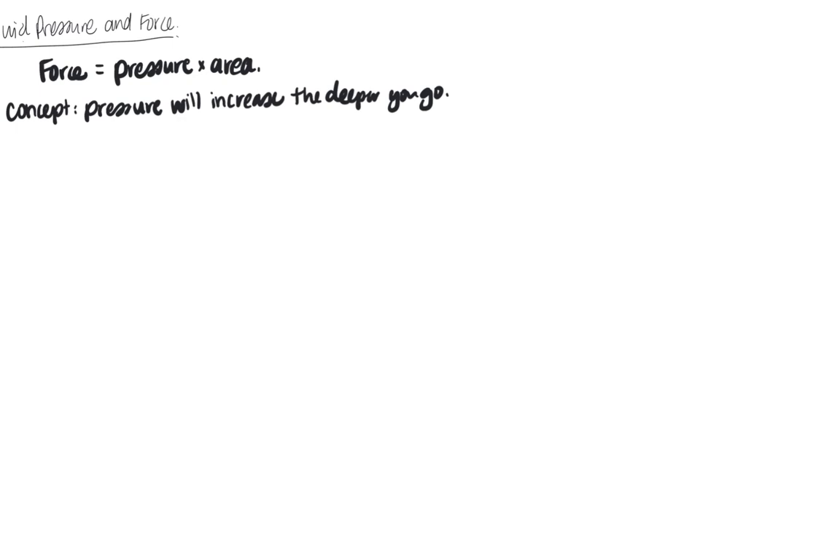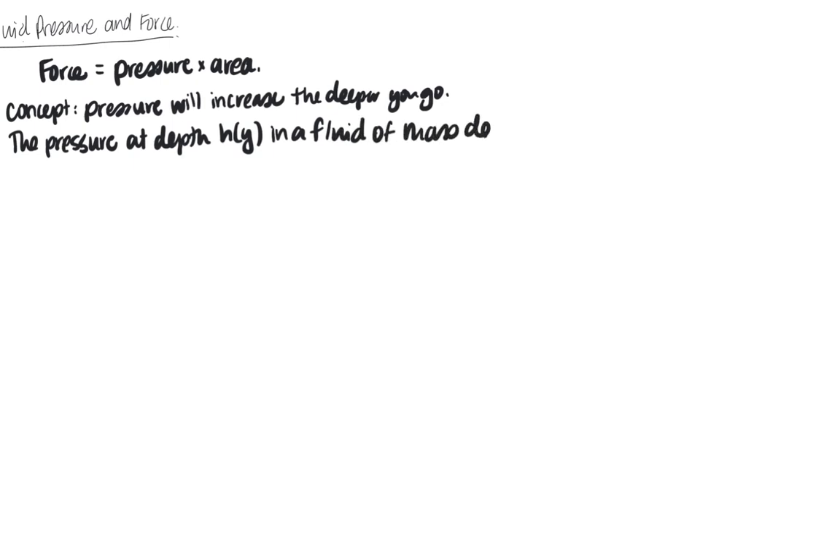So in fact, we have that the pressure at a depth h of y in a fluid of mass density rho is given by pressure equals rho times g, which is the force of gravity, times h of y.